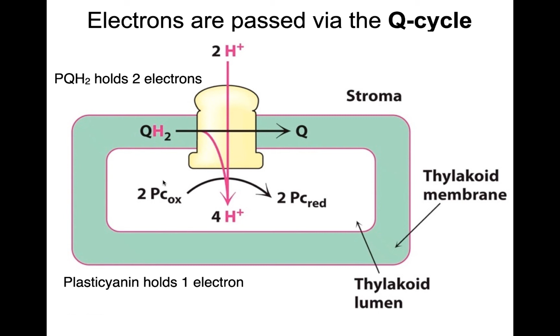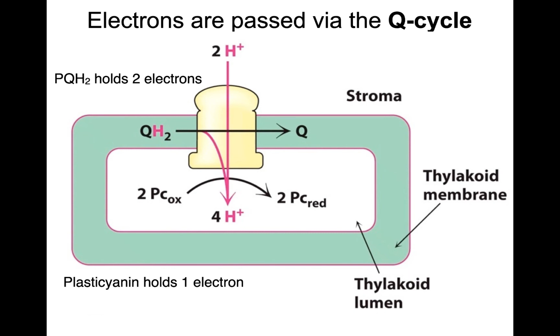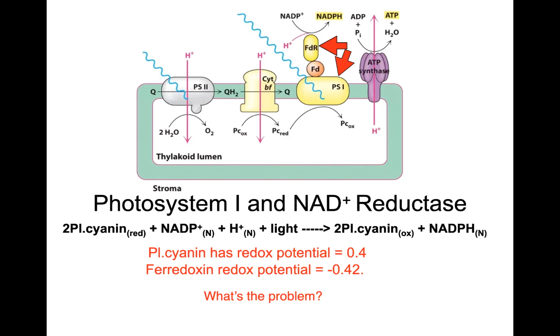And just like what happens within the mitochondria, our cytochrome B6F complex also leads to the pumping of protons into, in this case, the thylakoid lumen. Excellent. So now we have reduced plastocyanin. And so now we go to photosystem 1.